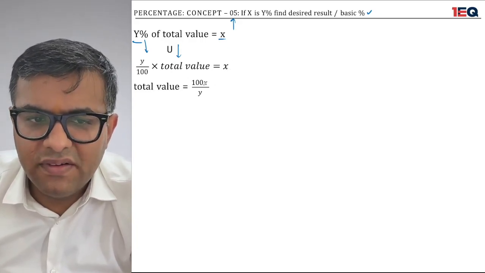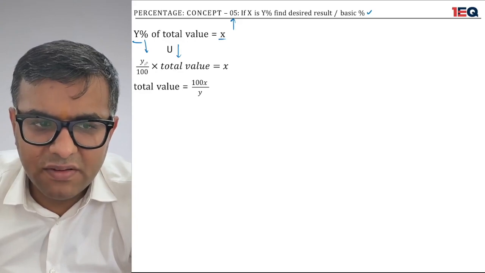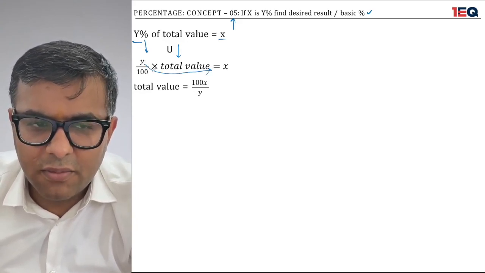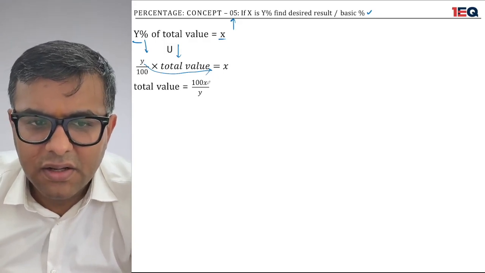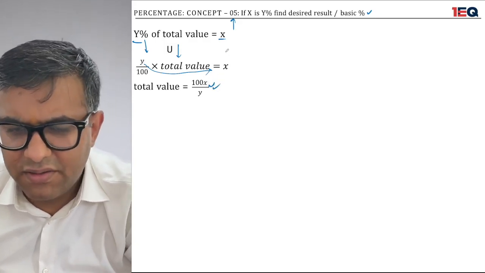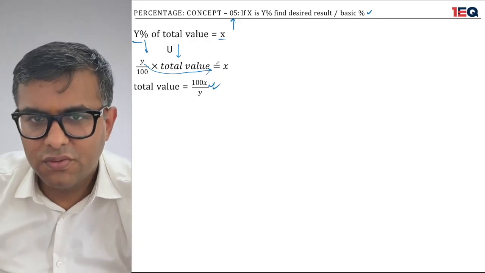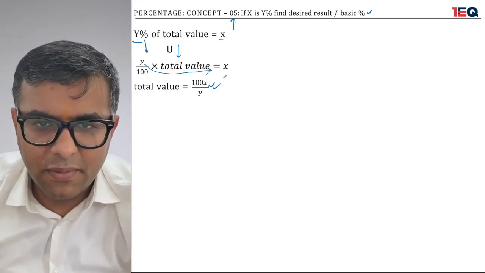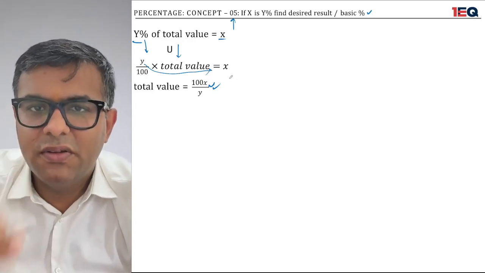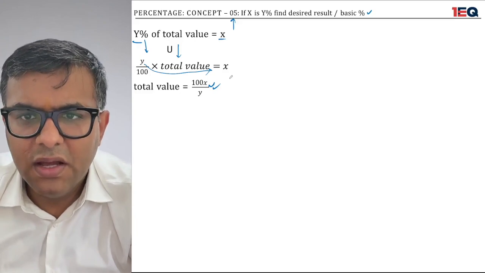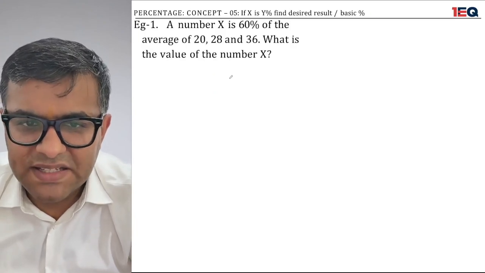And then the total value is equal to, I'm just moving y from here to the other side. If you see very clearly, y comes in the denominator, 100 moves to the numerator. So this is one very simple result which you may remember if at all required. But it's more important to solve the questions which come out of this. So I'll be quickly moving to the question.